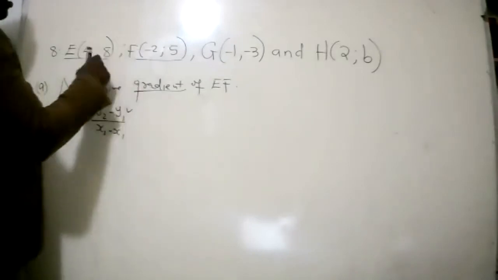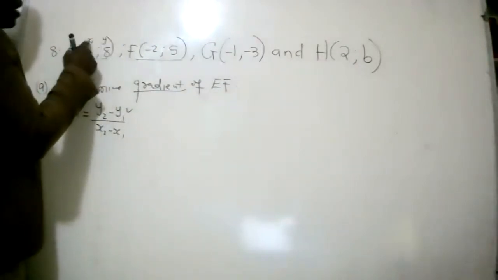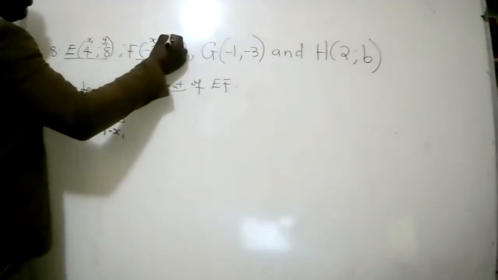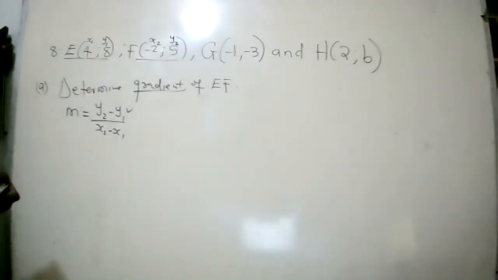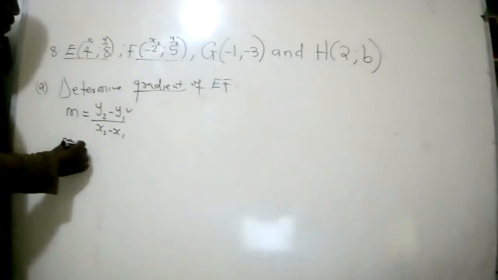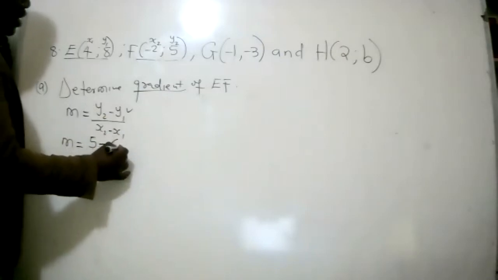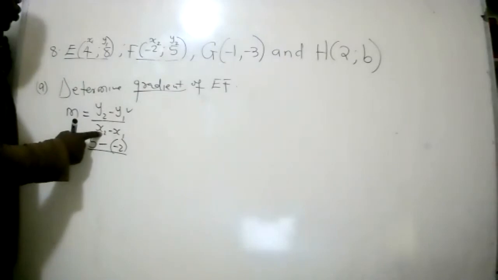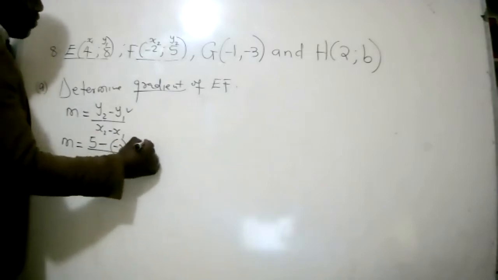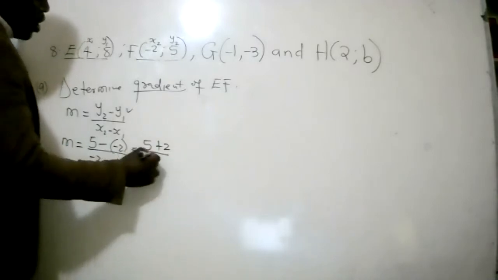You can name these coordinates first before you apply them on this formula. So this one, you can name it x1, and if that is x1, therefore the second one must be y1. And then here we have x2. If that is x2, it's a must that the second one must be y2. Let's substitute this information into our formula. So we're going to have m equal to y2, which is 5, minus y1, which is negative 2, all divided by x2, which is negative 2, minus x1, which is 4. That means we're going to have 5, negative times negative is positive 2, all divided by negative 2 minus 4.